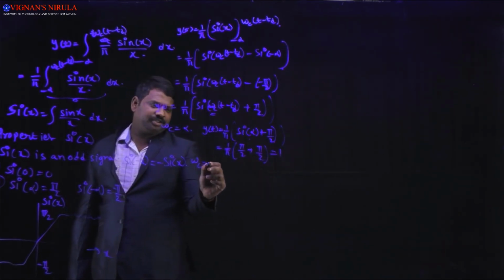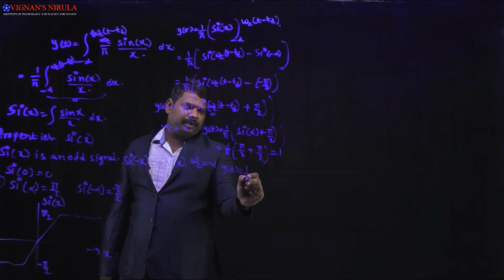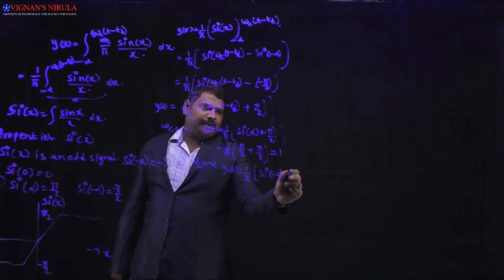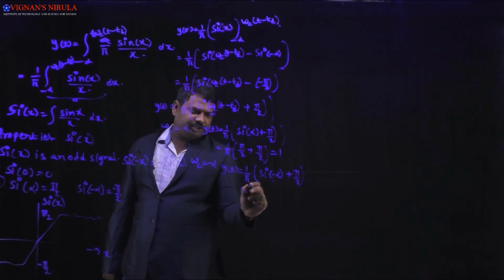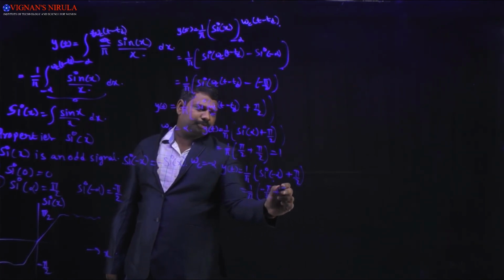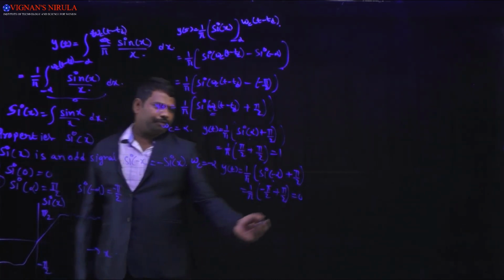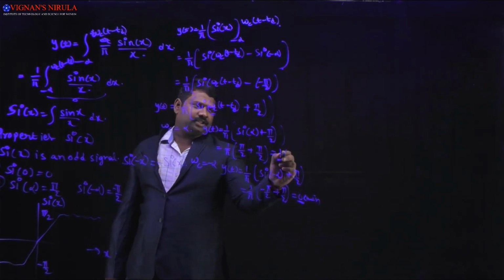When omega c is equal to minus infinity, y of t is equal to 1 by pi Si of minus infinity plus pi by 2. Whereas this one is minus pi by 2 plus pi by 2, which leads to y of t as 0. Therefore, the minimum value of y of t is 0. This is the minimum value. The maximum value of y of t is 1.